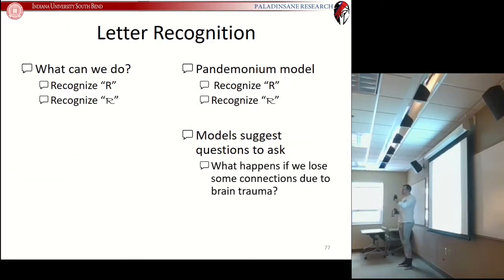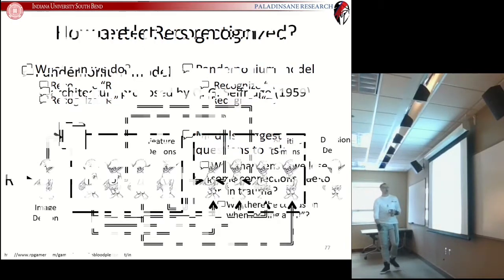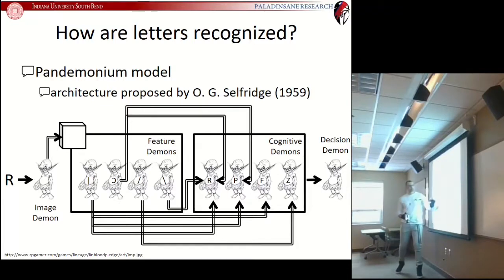Another question we'll ask, and we'll take this up next class, is what happens if we lose some connections due to brain trauma? What if you have a brain injury, right, and you lose some connections in your letter recognition system? Which are the letters that are going to be confused? What might occur? So will there be confusion when looking at R? Let's say that you sustained brain trauma and you lost this connection right there as a result. So that demon here with the slash now has no connection to anybody. At this point, which letter will R be confused with?